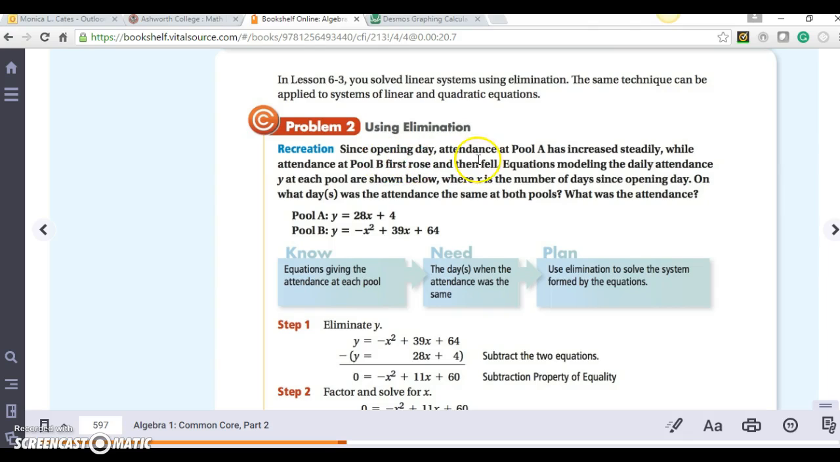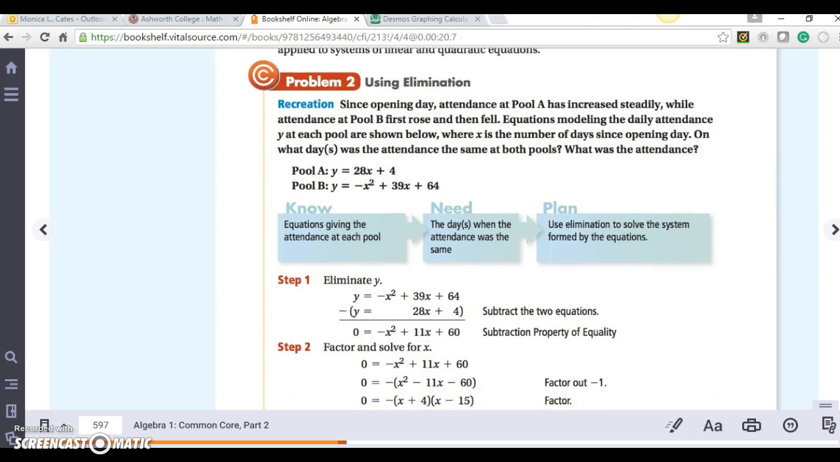Recreation. Since opening day, attendance at pool A has increased steadily, while attendance at pool B just rose and then fell. Equations modeling the daily attendance y at each pool are shown below, where x is the number of days since opening. On what days was the attendance the same at both pools? What was the attendance? Okay, so let's look at it.